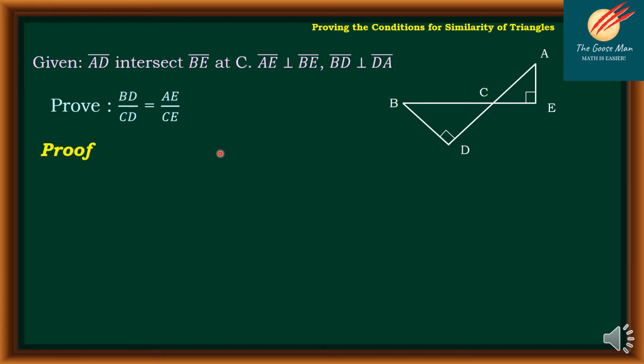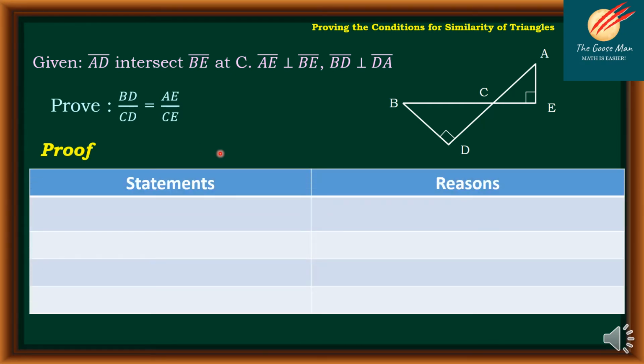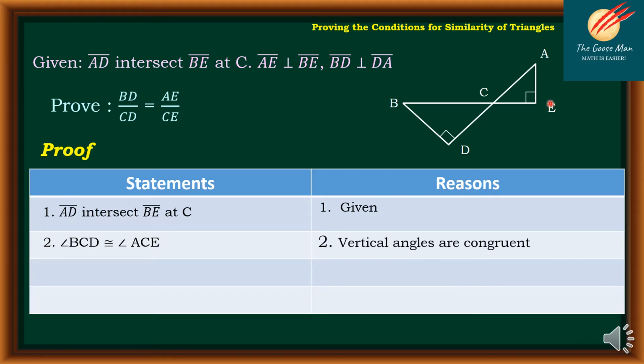For our proof, we will use the two-column form. For statement number 1, we have AD intersects BE at C. The reason is given. For number 2, we have angle BCD is congruent to angle ACE because vertical angles are congruent.